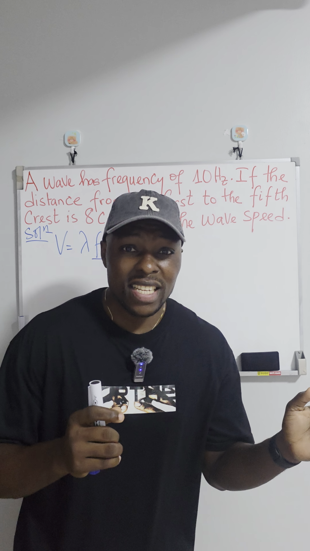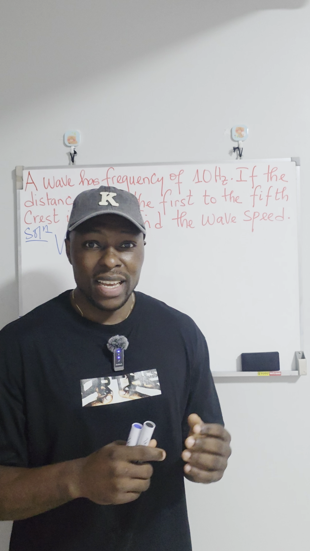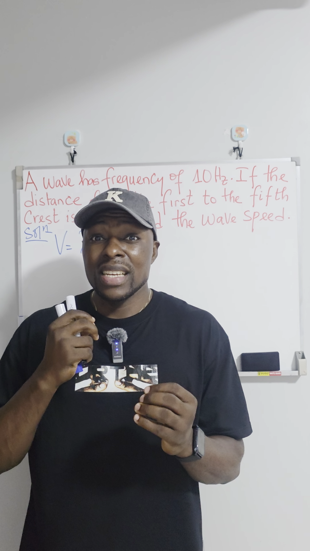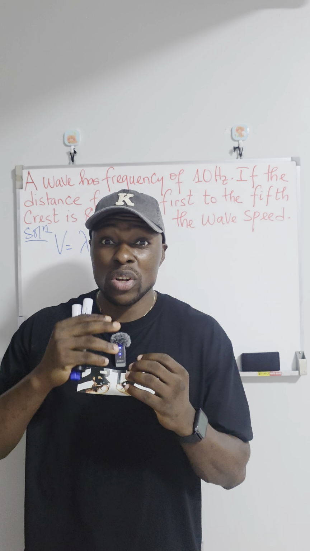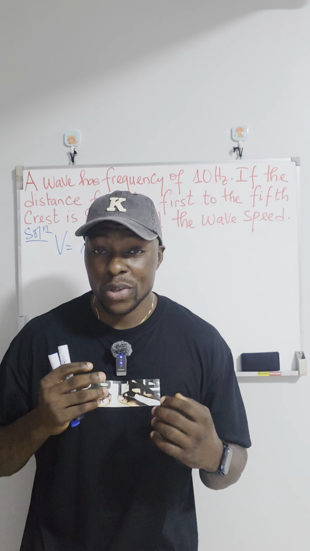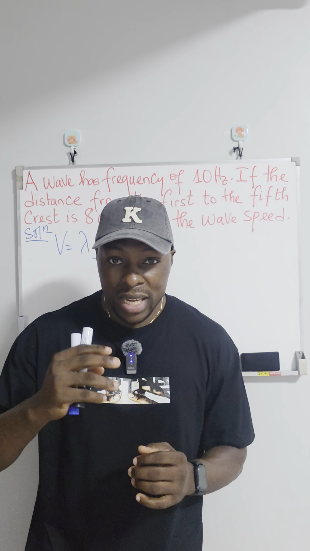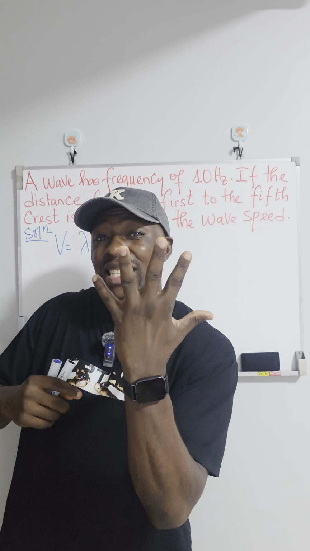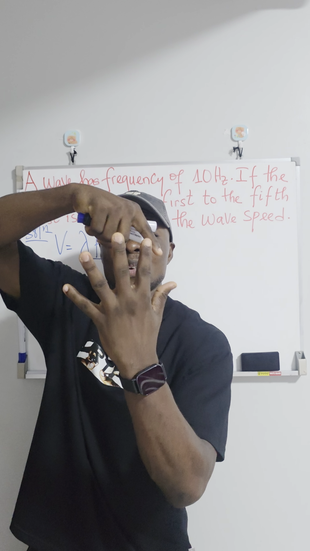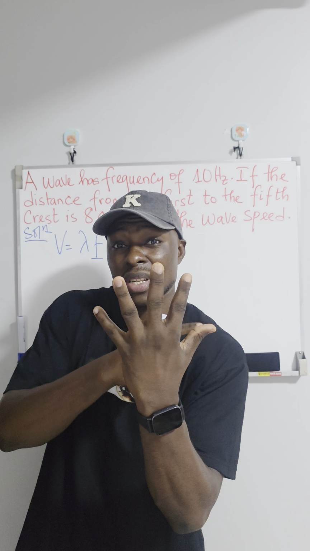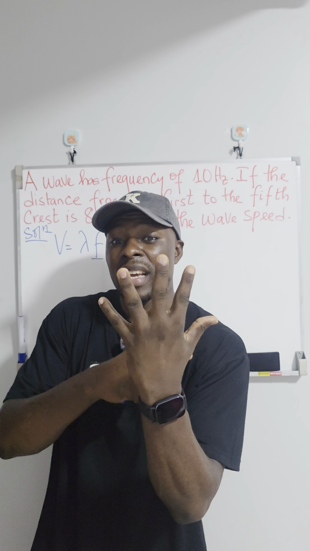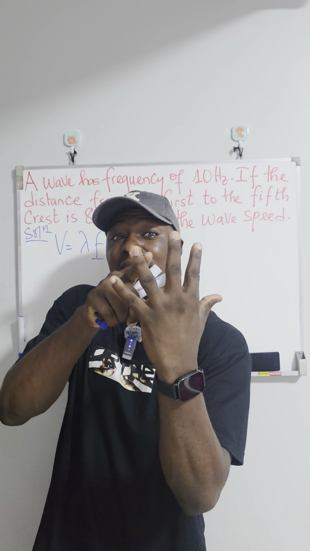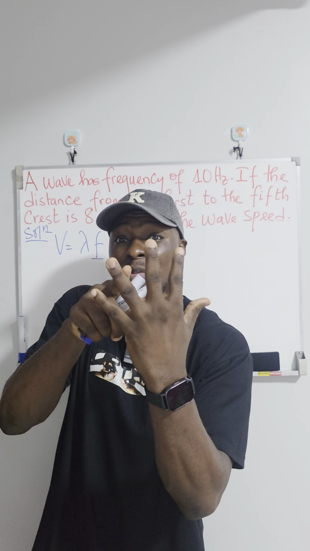To understand this, let's redefine wavelength in the context of crests and troughs. A wavelength is the distance between two successive crests or two successive troughs. The question gives us the distance between 5 successive crests. In accordance with the definition of wavelength I just gave, the distance between these two is already one wavelength. The distance between the next two is another wavelength.